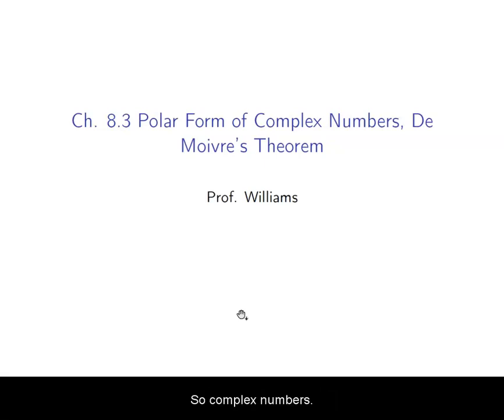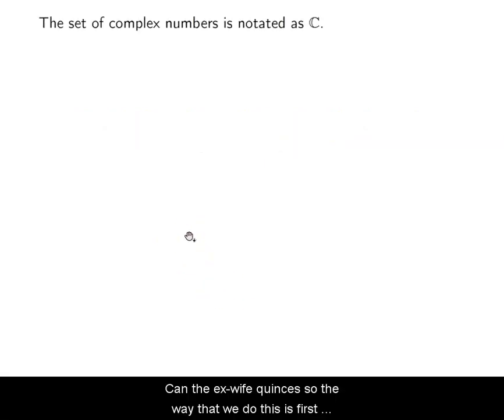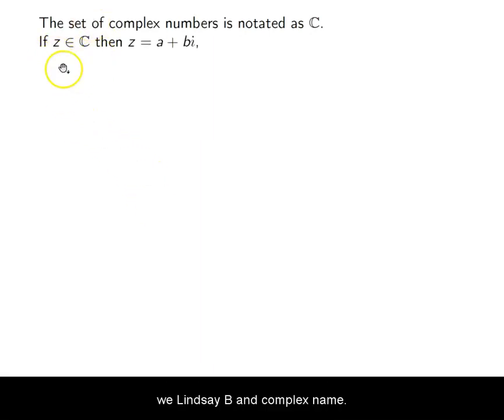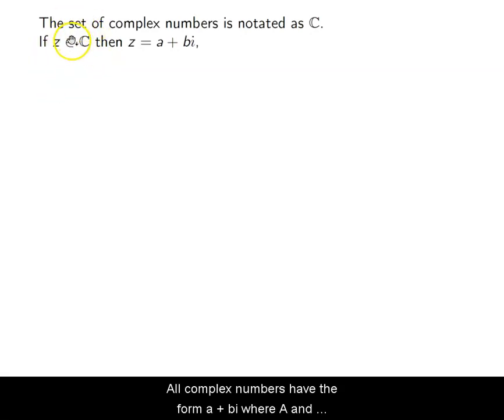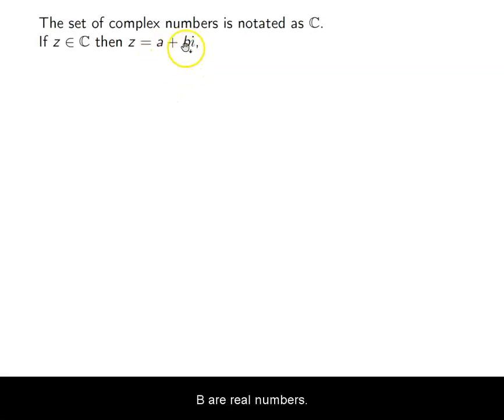So, complex numbers basically reside in the polar coordinate system. So every complex number can be plotted as a point in the XY coordinate system. Okay, so the way that we do this is first we let Z be a complex number. Okay, all complex numbers have the form A plus BI, where A and B are real numbers.